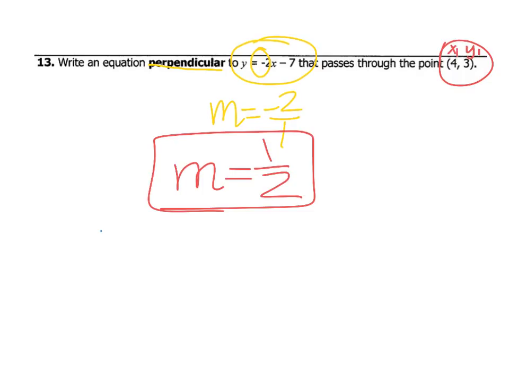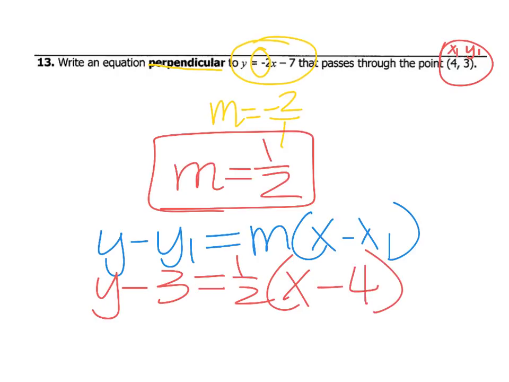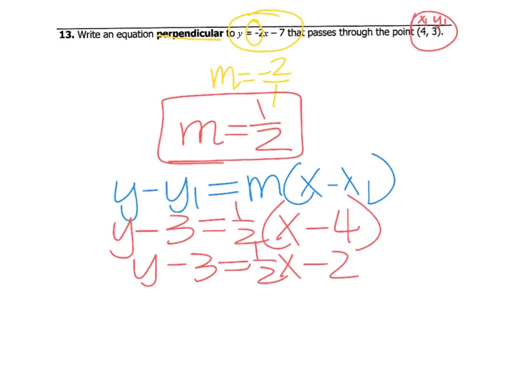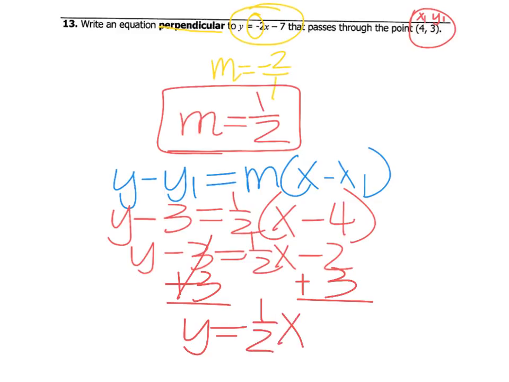We plug it into our formula, y minus y1 equals m times x minus x1. So plug everything in. y minus 3 equals 1/2 times x minus 4. y minus 3 equals 1/2 x minus 2. Add 3 to both sides. These will cancel out, and we are left with y equals 1/2 x plus 1. All right, and that is an equation of the line that's perpendicular to the given line and passes through the point (4, 3).